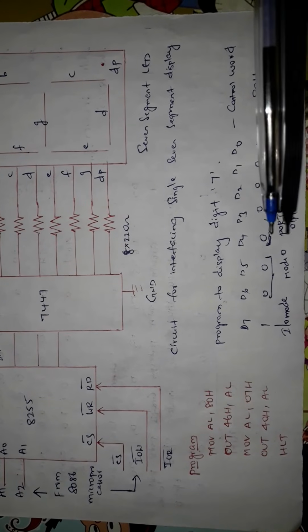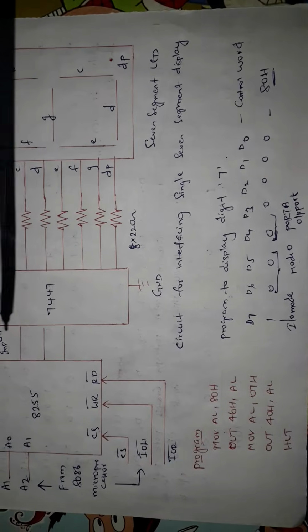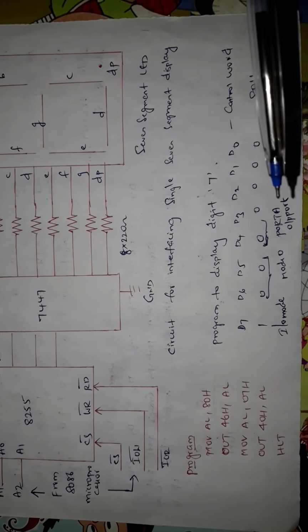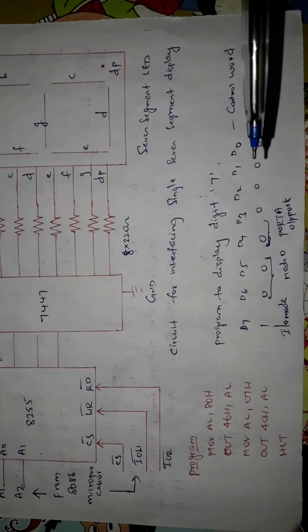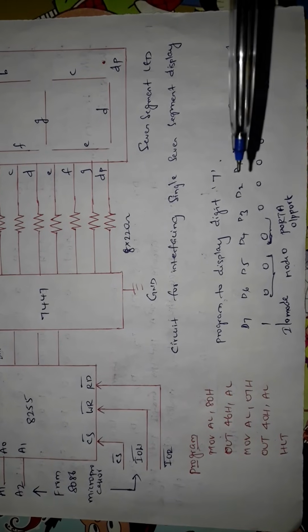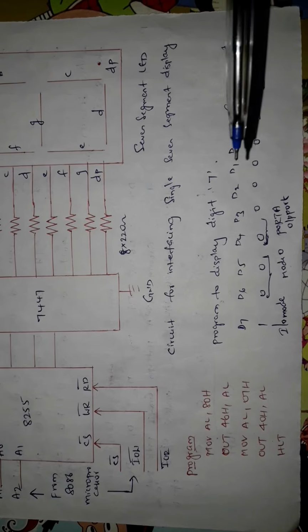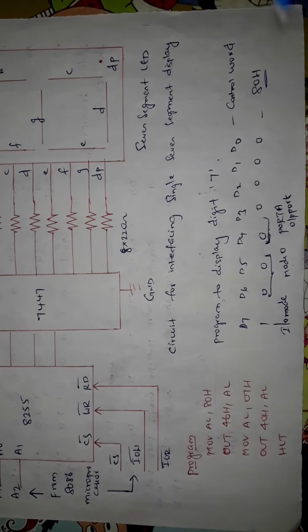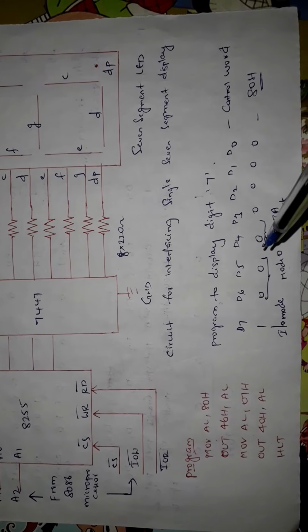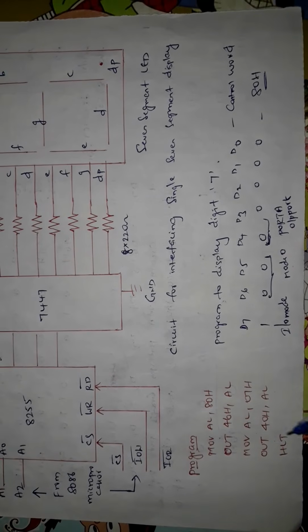Only 4 pins of port A are used here, and the rest of the pins in the control word are not used, so simply we are taking the value as 000. We get the control word here as 1000 and then 4 zeros, which is nothing but 80H in hexadecimal.